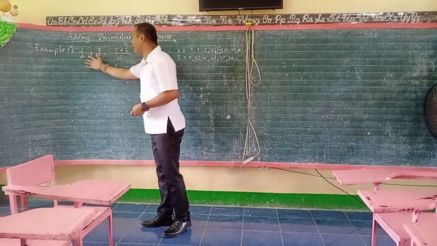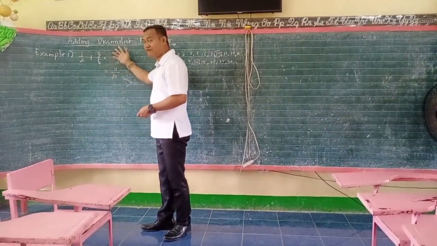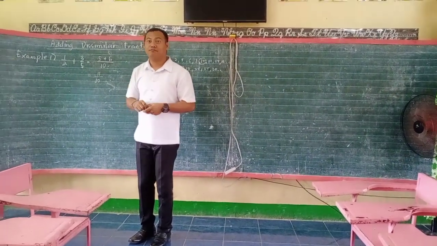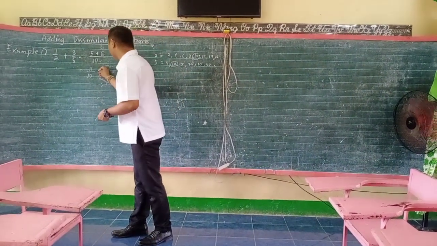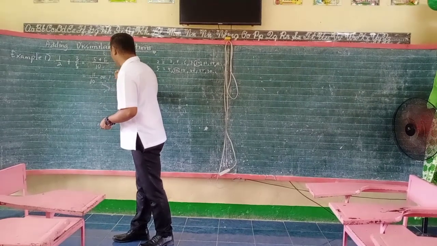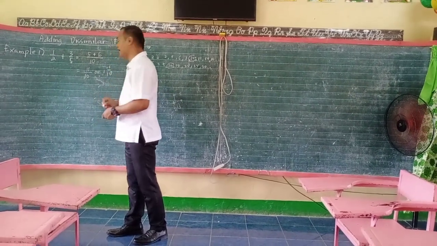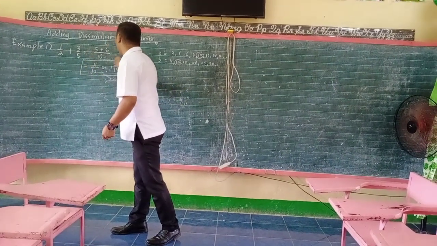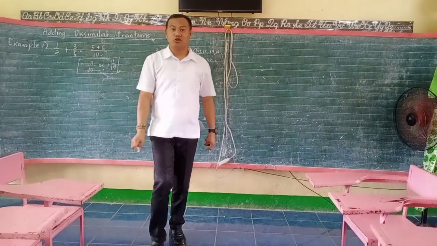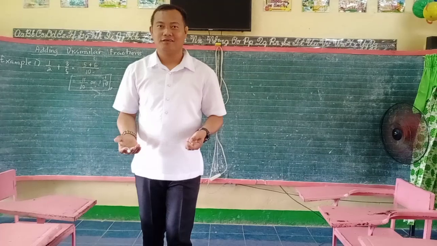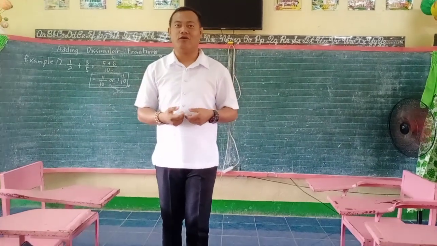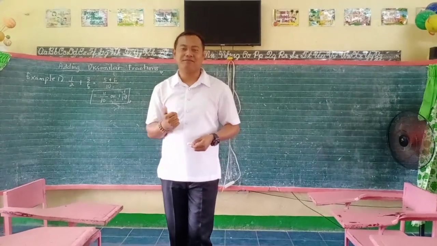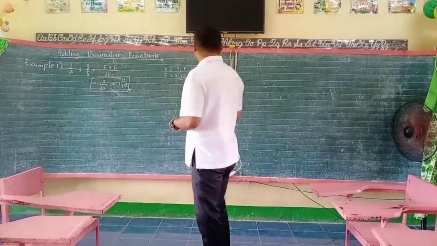So 1/2 plus 3/5 will give you 11/10, or in mixed form, that is equivalent to 1 and 1/10. So this is now our final answer. Can you follow? Do you know how to add dissimilar fractions? Very good.